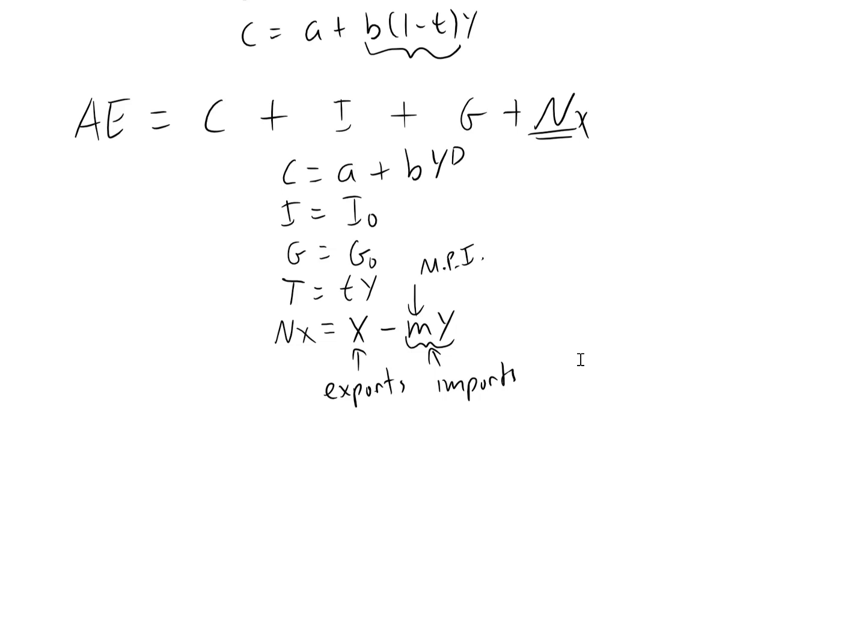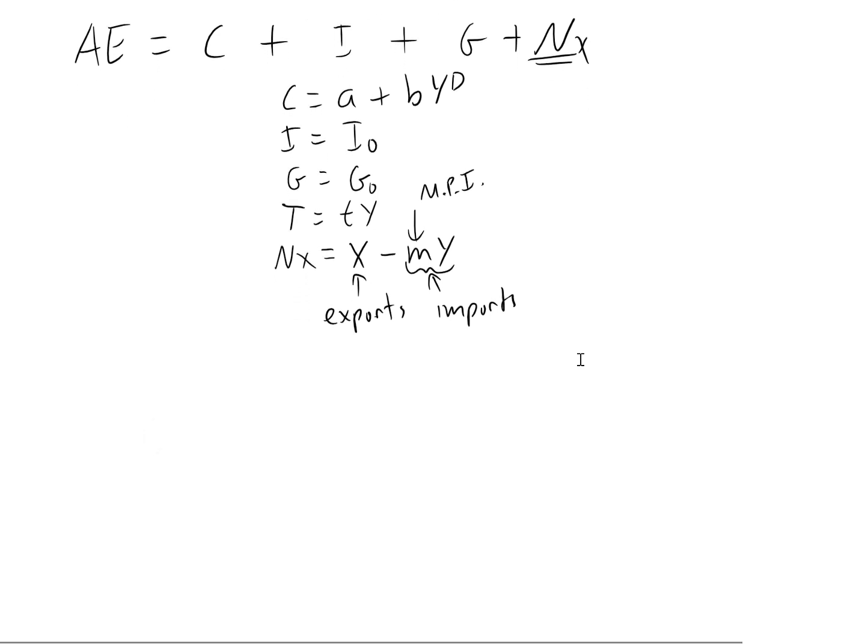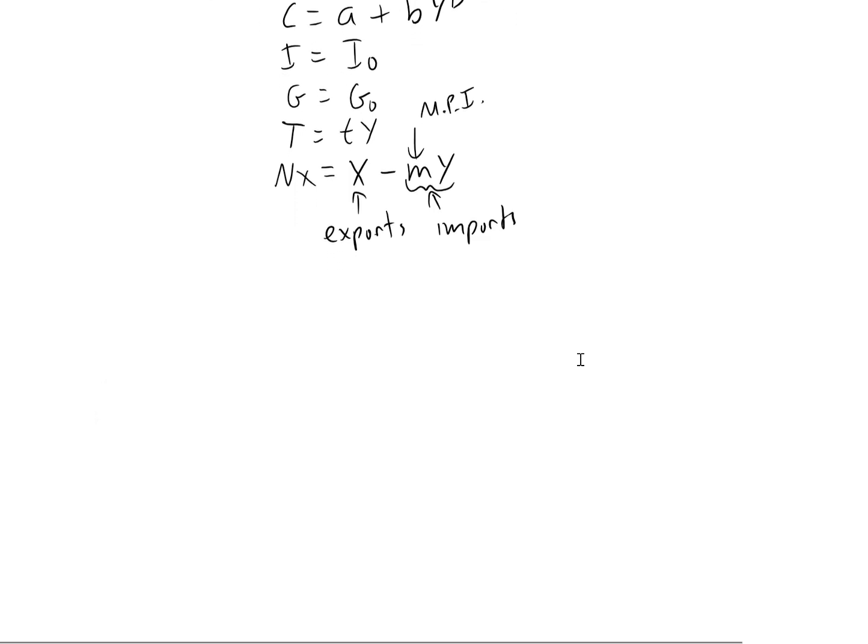Okay, so now we have all these functional forms. Again, we can start to break down what each of these things look like, and we're going to follow the same steps to solve this model. We're going to plug them all into the AE function and then slowly solve for it. Okay, so let's start plugging them in.